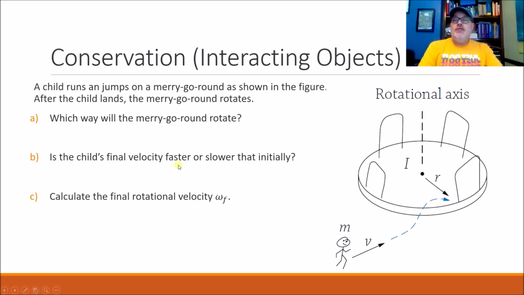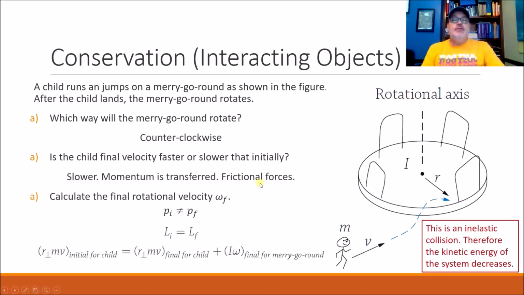Is the child's final velocity faster or slower than initially? Well, when the child runs and jumps on, the child's going to slow down as the child speeds up the merry-go-round, right? And then calculate the final rotational velocity of the system. So here we go. We've already got that it's going to go counterclockwise. We know the child is going to slow down. Now, we could argue this from a couple of ways.